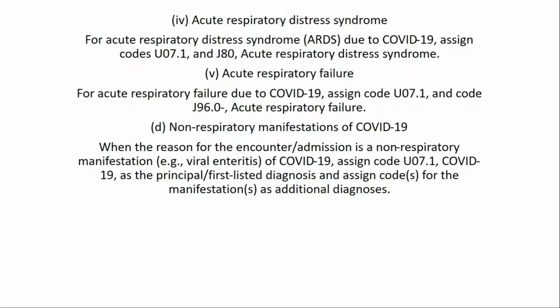Acute respiratory distress syndrome. For acute respiratory distress syndrome due to COVID-19, you should code U07.1 and J80. For acute respiratory failure due to COVID-19, assign code U07.1 as principal diagnosis and an additional code from the J96.0 series for acute respiratory failure. Non-respiratory manifestation of COVID-19: when the reason for encounter or admission is a non-respiratory manifestation of COVID-19, assign code U07.1 as principal diagnosis and assign the code for the manifestation as additional diagnosis.